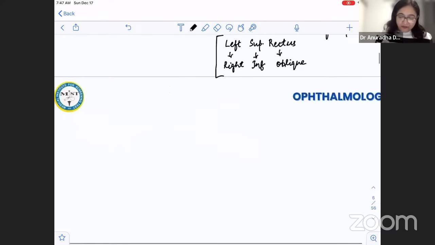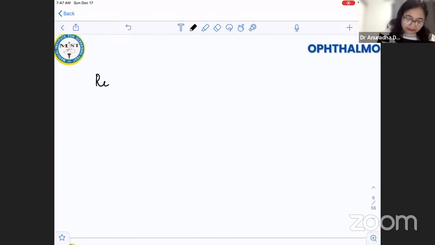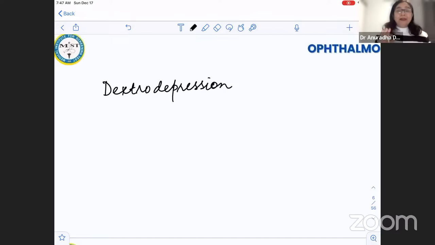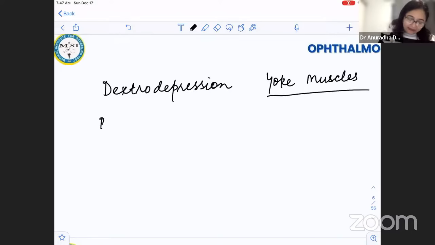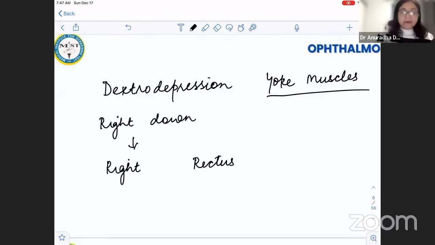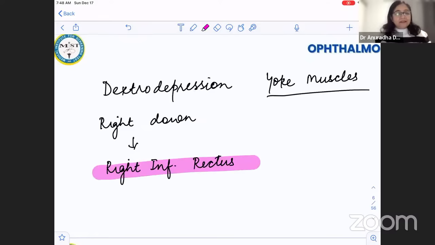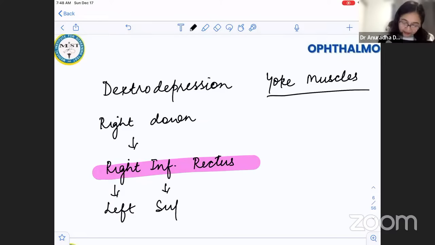Okay, fine. Supposedly, just for an example, supposedly it is dextrodepression. The movement is showing dextrodepression. Let's do another example so that we know this part very clearly. Supposedly the movement is dextrodepression and you have to find the yoke muscle, beta. So dextro means right, depression means down. So it means which muscle will be used on the right side? On the right side, the right side rectus will be used. Which rectus takes the eye down? Inferior rectus. Agree, beta? Which rectus takes the eye down? Inferior rectus. And which will be the yoke muscle for this one? Left superior oblique.